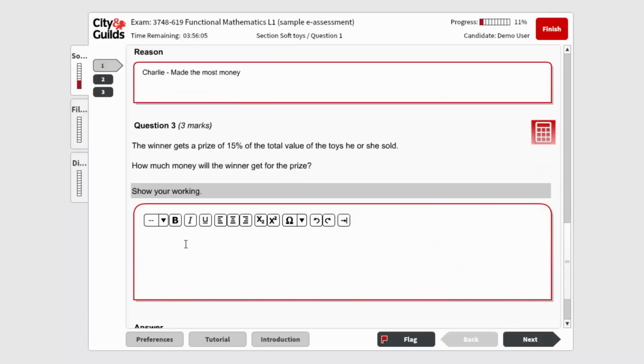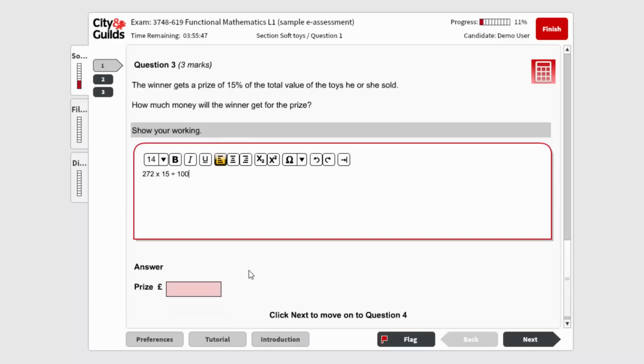You want to get 15% of the prize money. There are loads of ways to work out 15%. Hopefully you've done this a few times before. Personally, I like to times two numbers together and then divide it by 100. But you could divide either of the numbers by 100 and then times the result by the other number. You could work out 10% and then 5% as well if you wanted to.